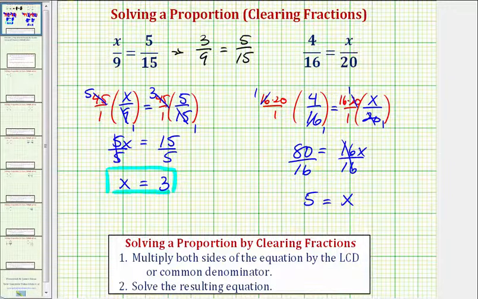So there's less simplifying if we multiply both sides of the equation by the least common denominator, but any common denominator does work, and an easy way to find a common denominator is just to find the product of the two denominators. I hope you found this helpful.